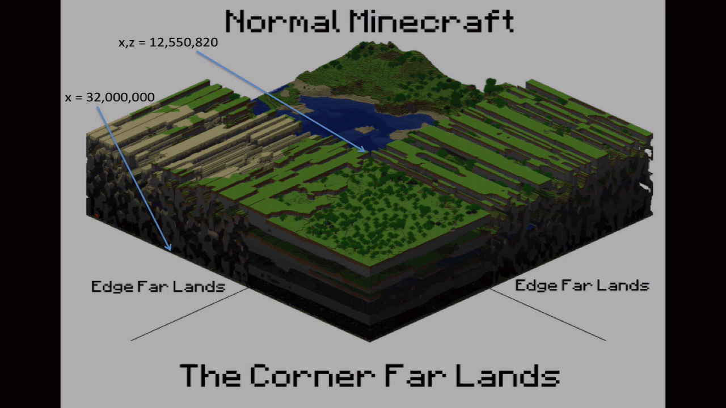In Alpha and InDev, if you crossed over the 32 million block border, you'd just freeze into place and be trapped forever. However, in Beta you would just fall through a fake world and die in the void.